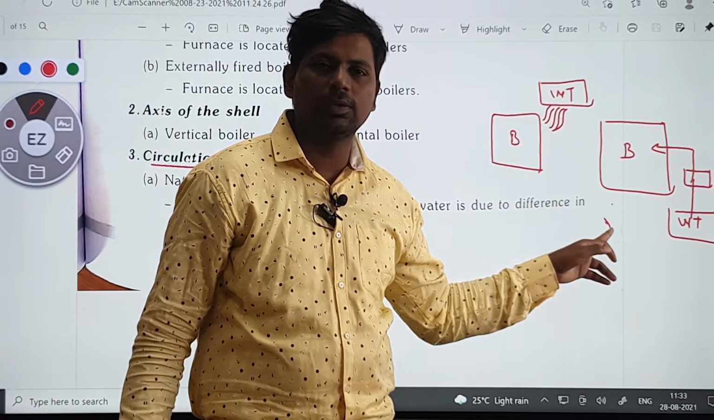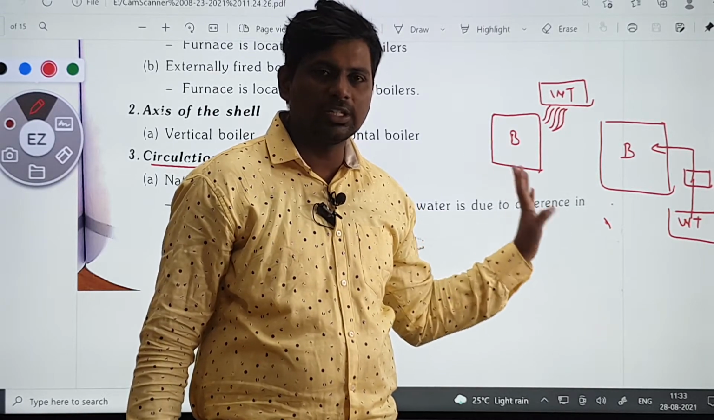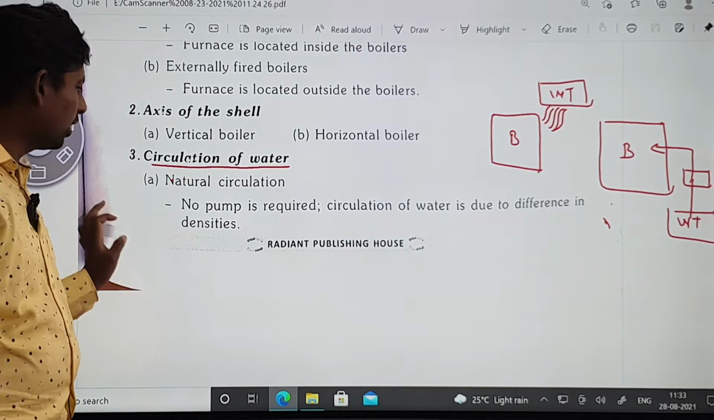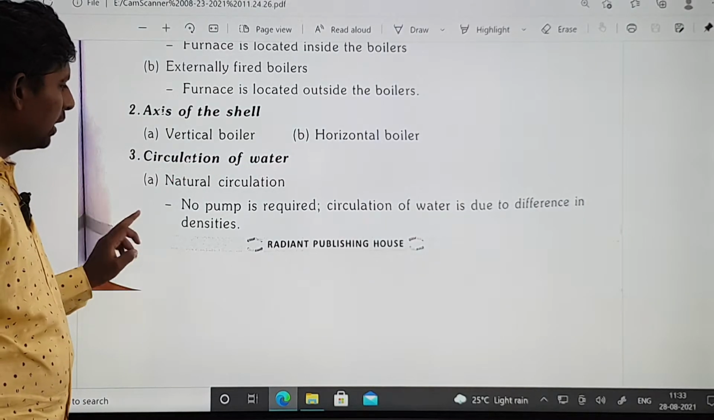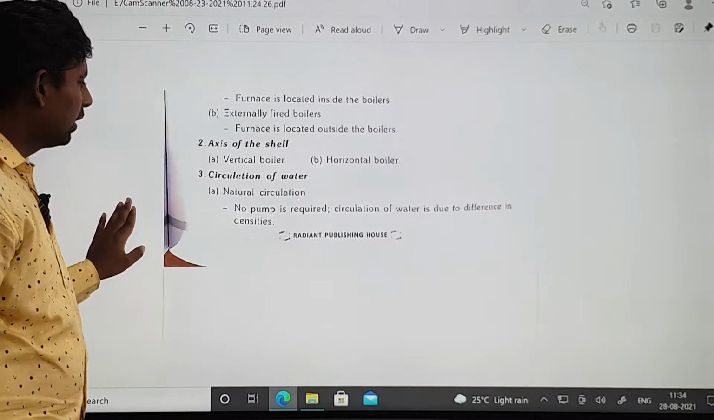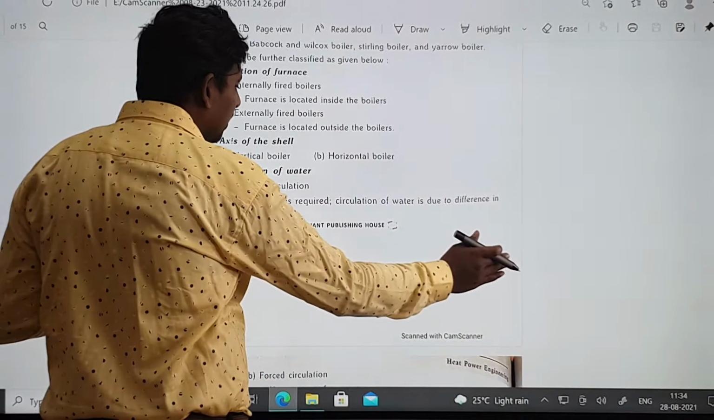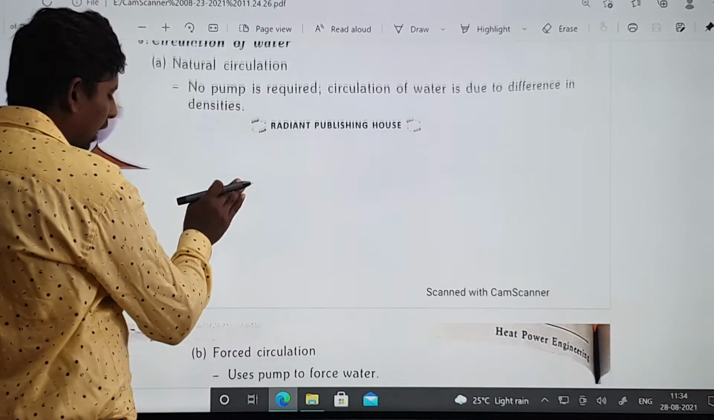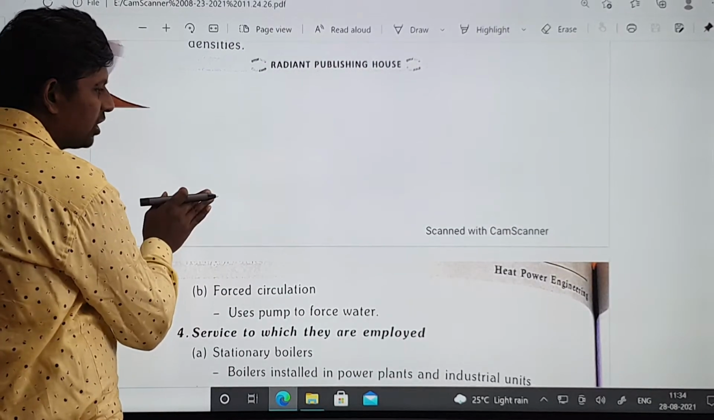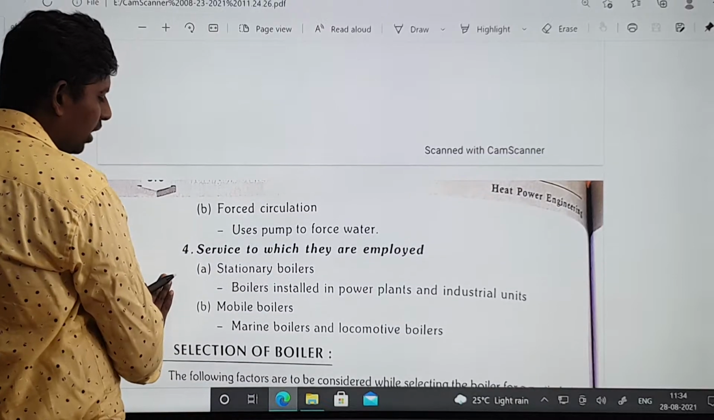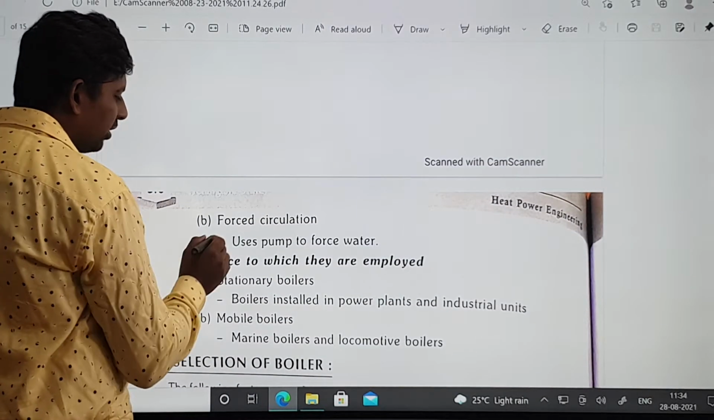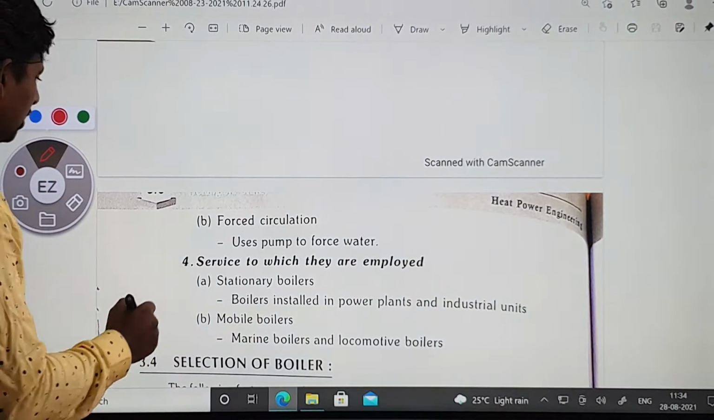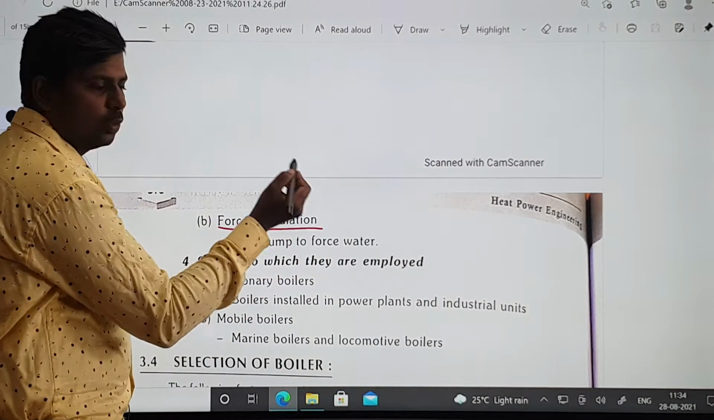So there are two types of classification for circulation of water. The first one is natural circulation, and the other one is forced circulation.